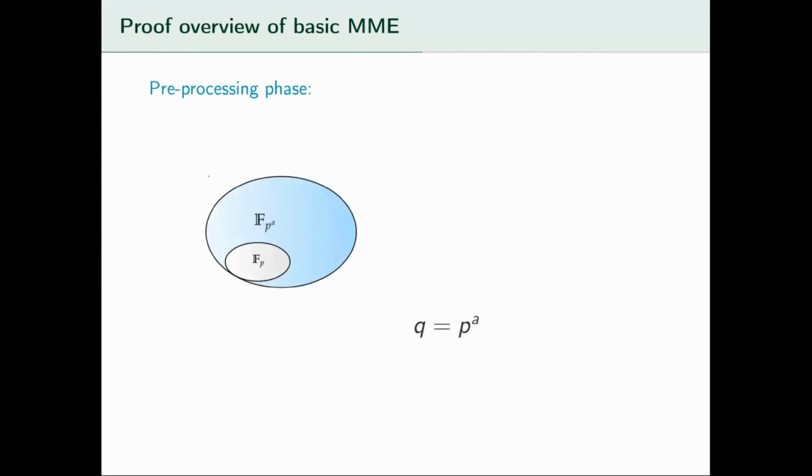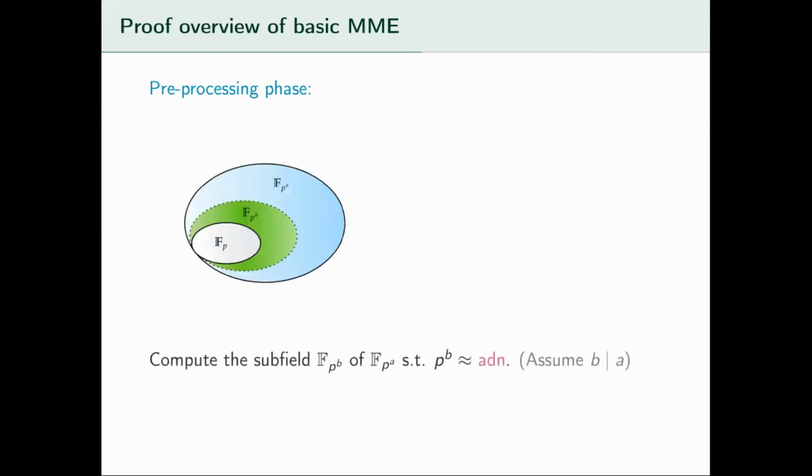Okay, so let me tell you what we do in the pre-processing step. This is the input field, right? F_p is the base field, and q is p to the power a, so a is the degree of the extension. This is the input field given to us. Now we are interested in computing a subfield of it, which is F_p to the power b, such that p to the power b, this field, has some reasonable size, which is like a, d, where a is again the field extension degree, and the original F_q is p to the power a.